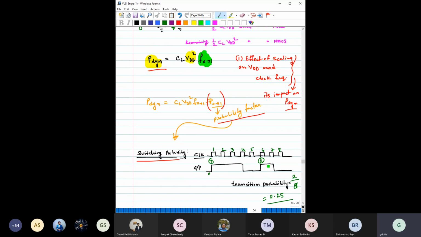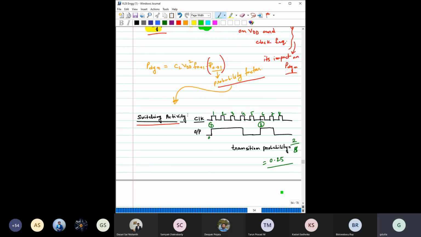We have given a simple example. Say this is the clock continuously coming, but the output for some inverter is changing like this. Out of these 8 clocks, we have a change from 0 to 1 only for 2 cases. So the transition probability or the switching activity is only 0.25 or 25%. Like that we can calculate.